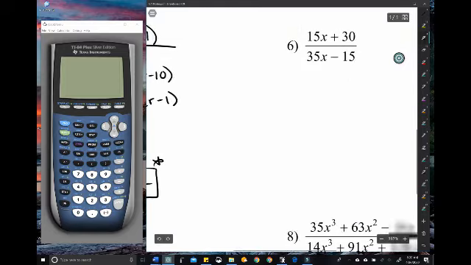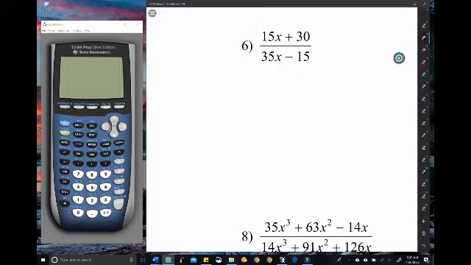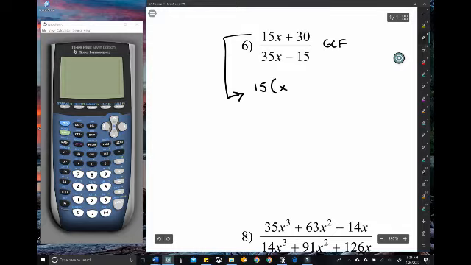Okay, 6, factor the numerator, factor the denominator, GCF, so greatest common factors. 15 leaves you with x plus 2.